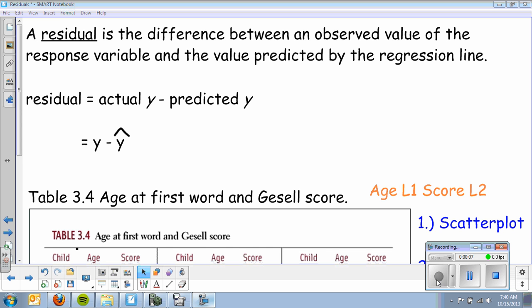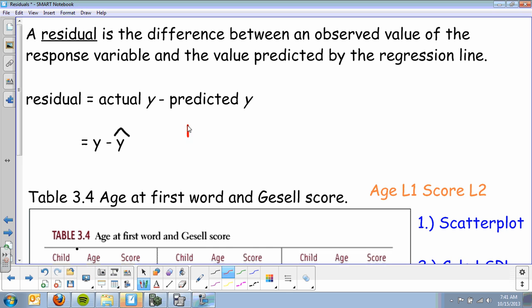Now, a residual, as we talked about in previous lessons, is the difference between an observed value of the response variable and the value predicted by the regression line. We use the formula residual equals actual y minus predicted y, or y minus y hat. And remember, we use the three-letter acronym, RAP: residual, actual, minus predicted, to help us remember.